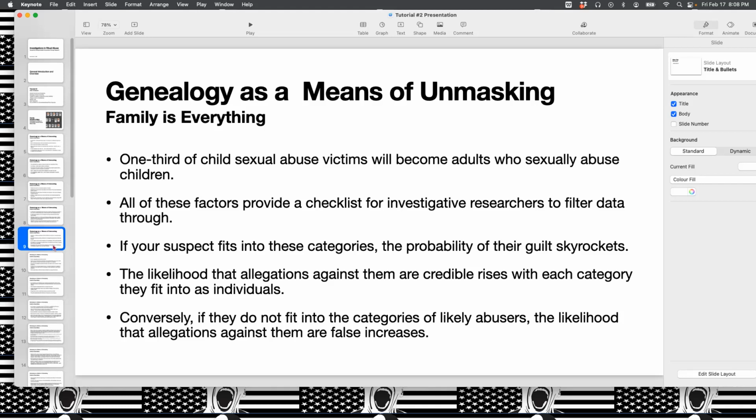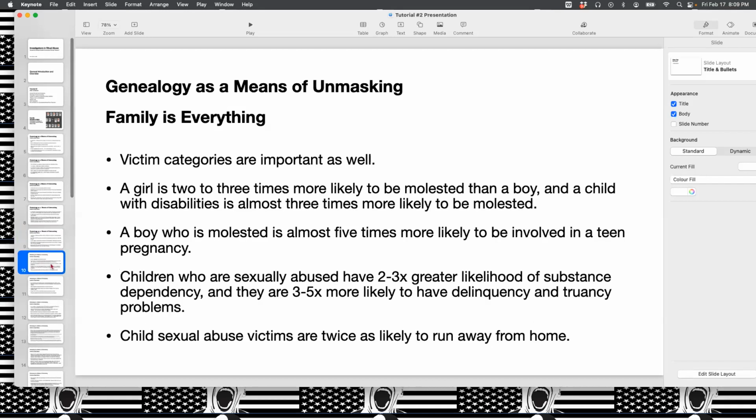One of the things you have to be very careful about when you're talking about these types of allegations is that just because someone has been accused of this doesn't mean that they did it. False accusations are incredibly rare, under 10%. But you want to measure any allegation that you receive or become aware of against what's known in the academic literature and scientific studies to determine whether or not the accusation is credible. Your victim categories are very important as well.